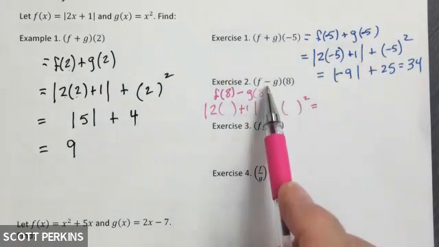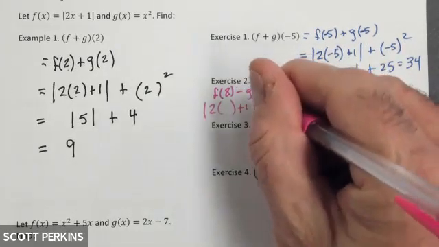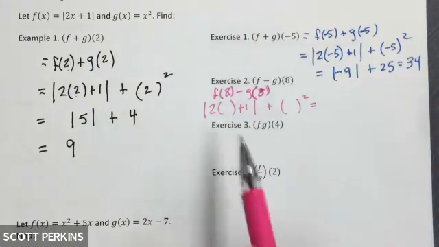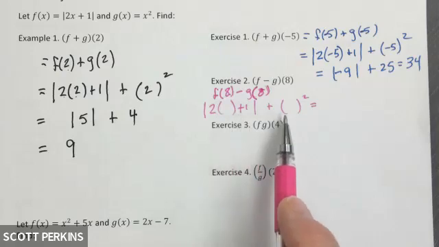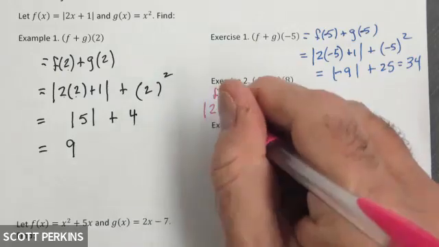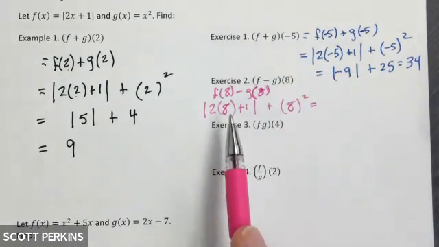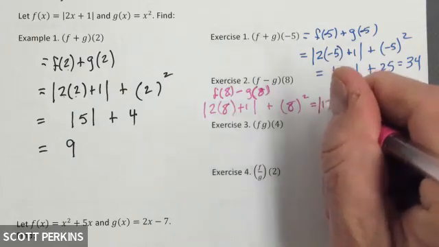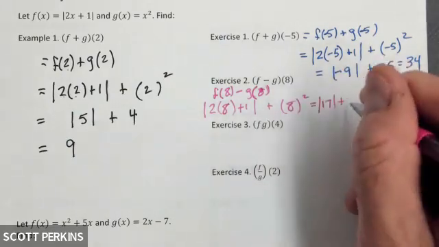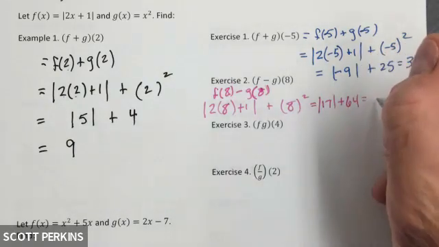So this time I've got a function subtraction. So I've got the function f evaluated at 8 minus the function g evaluated at 8. So the function f is the absolute value of 2 times my x value plus 1. My function g is my x value squared. In this case, the x value I'm plugging in is 8. And so in the absolute value, 2 times 8 is 16, plus 1 is 17. So I have the absolute value of 17 there. 8 squared is 64. So 17 plus 64 is 81.